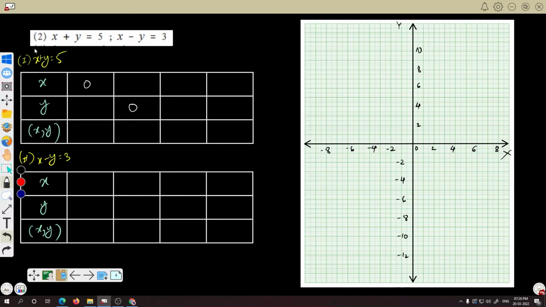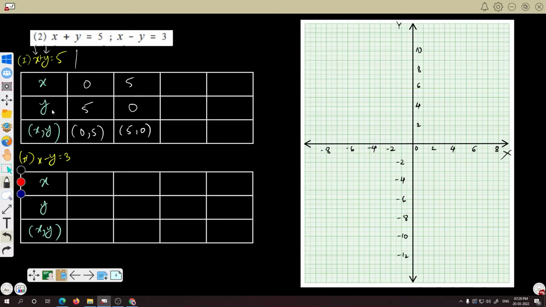So we don't have to actually solve this. If x is 0, then y will always be 5. Therefore the coordinates are 0 comma 5. Now if I take y as 0, then x will be 5. Coordinates will be 5 comma 0. Now we'll look for some other value.